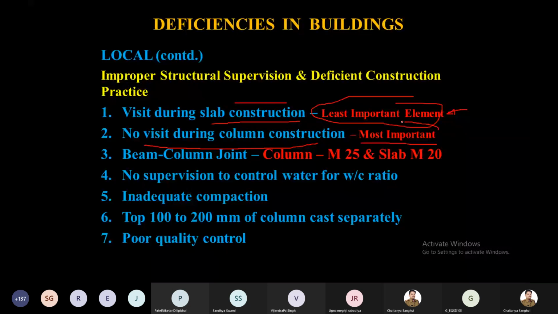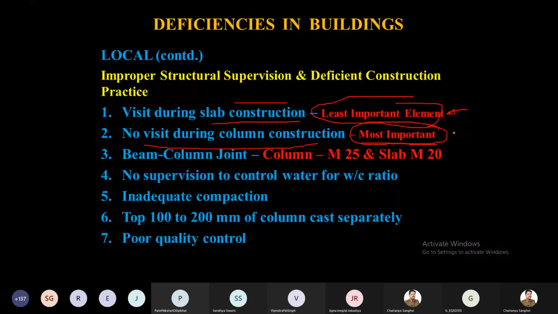So the practice should be, when the column construction starts, at that moment you have to actually visit, and we have to instruct for better detailing, whether it is implemented on site or not. You have to observe, right?